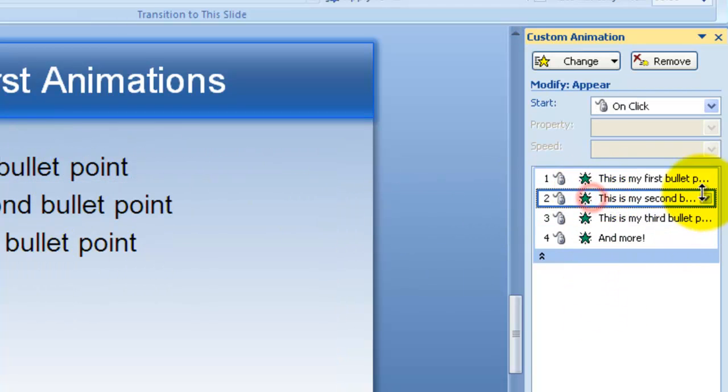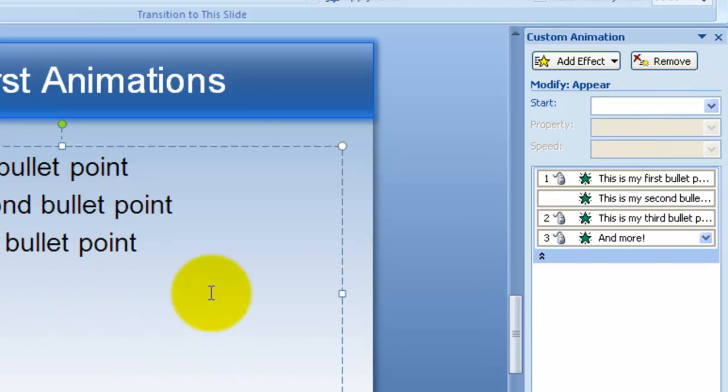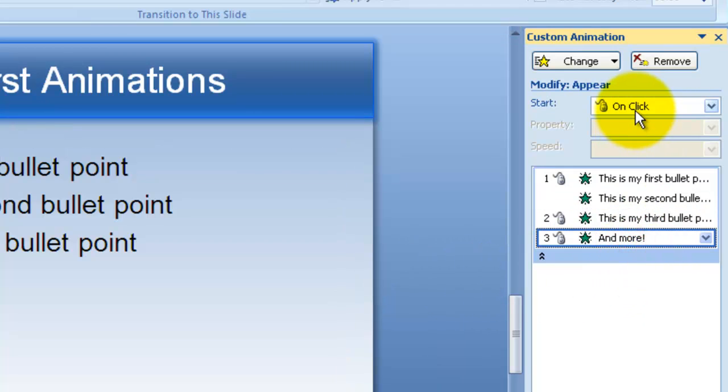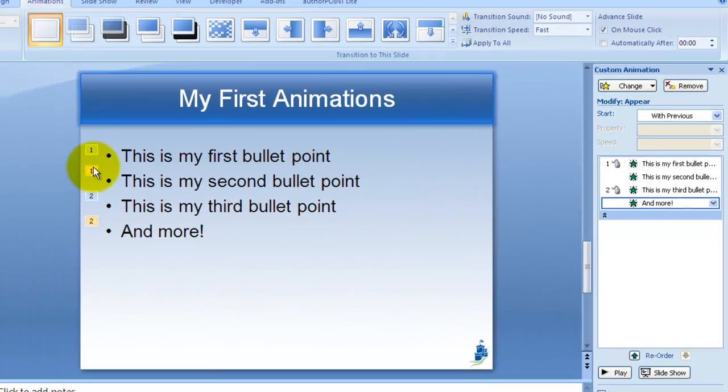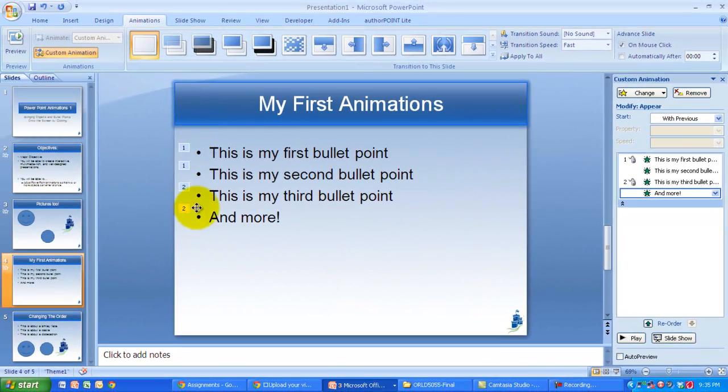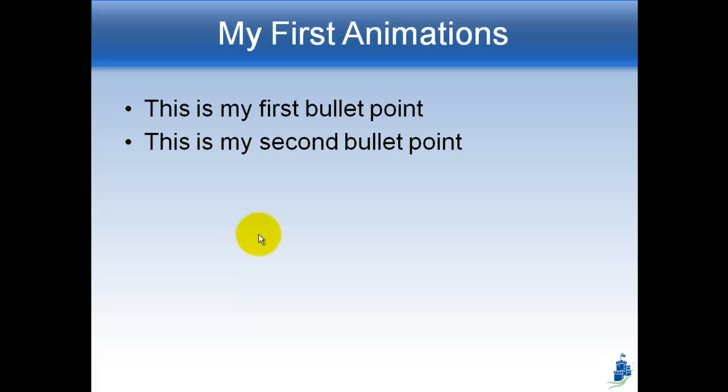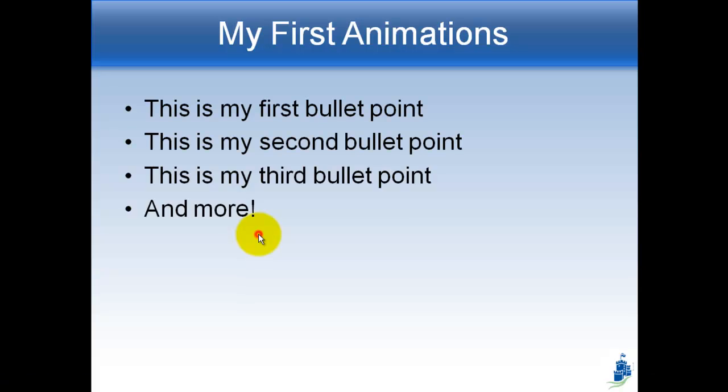Well, I can choose the second bullet point in my timeline, here it is, and I can change that from on click to with previous. And then similarly, I could take the last bullet point and do that as well. And that way I'd only be clicking my mouse twice. The first time I click, the first 2 bullet points should show up. The next time I click, the second 2 bullet points should show up. So let's see. I click, and there's the first 2, and I click, and there's the second 2.